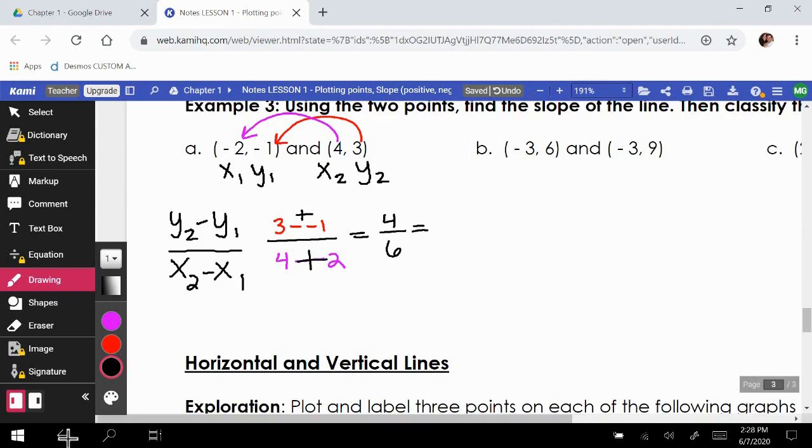Always reduce. Both of these are divisible by 2. So 4 divided by 2 would be 2. 6 divided by 2 would be 3. So my slope's 2/3, and that is a positive slope.